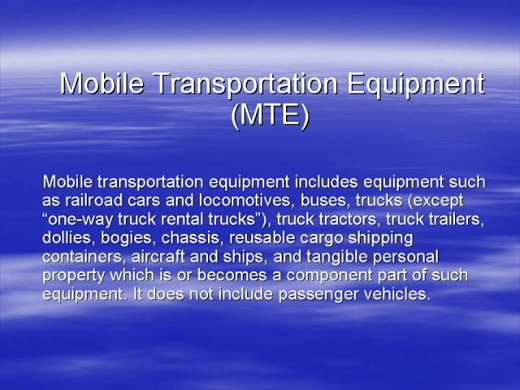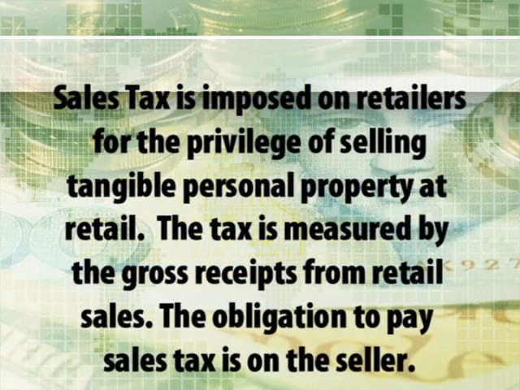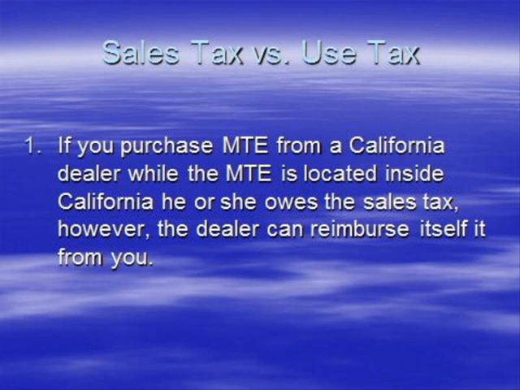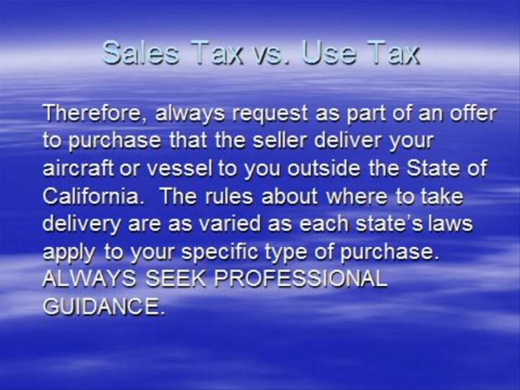Okay, here's the definition of sales tax. The important thing for you to know is if you take possession inside California from a retailer, he'll collect sales tax from you. If you want to legally avoid the transaction tax, you can ask the retailer to deliver the aircraft or vessel to you outside of California. There is a specific form that is authorized by the Board of Equalization, so a California retailer can deliver an aircraft or vessel outside the state, and it legally relieves the retailer from the responsibility of collecting the sales tax. Don't be afraid to ask them.